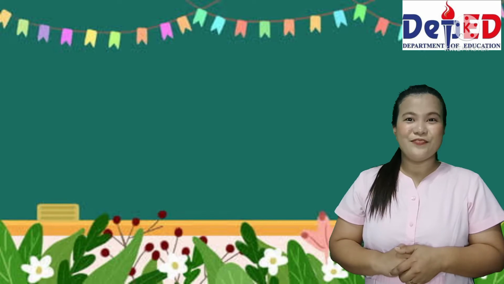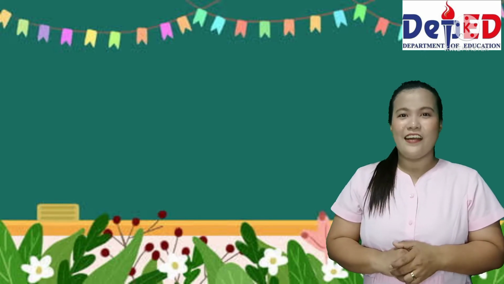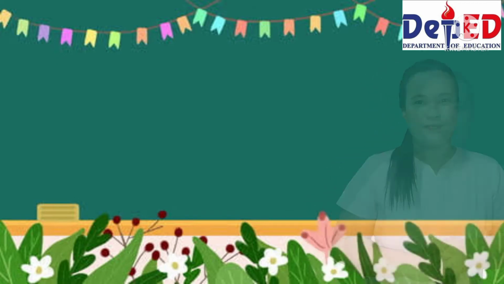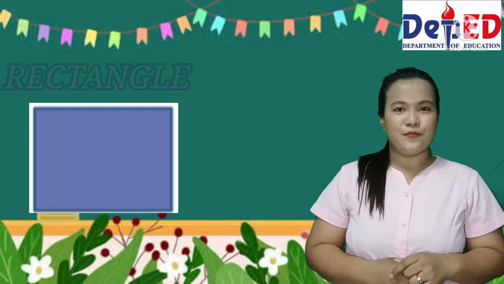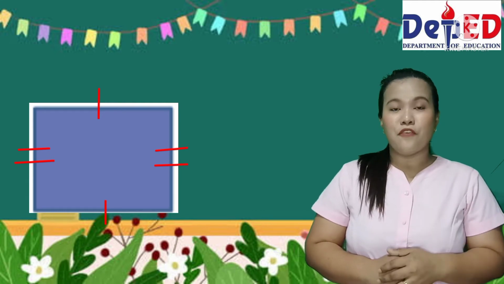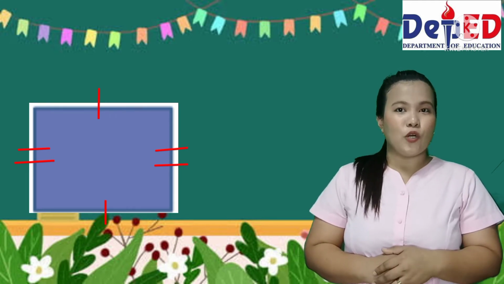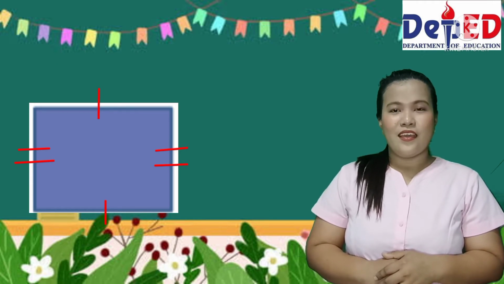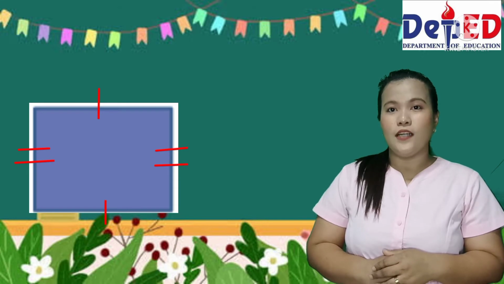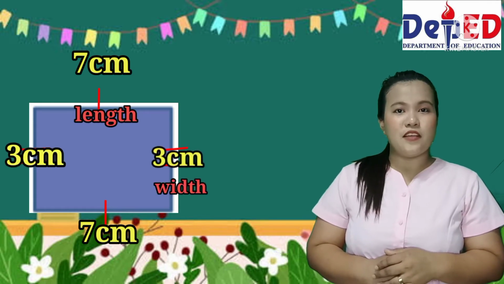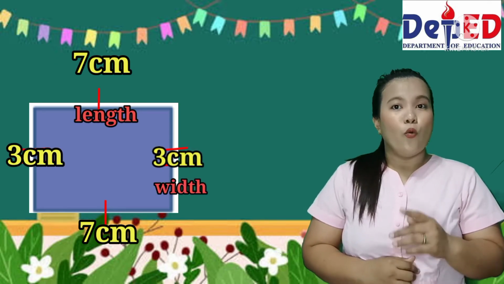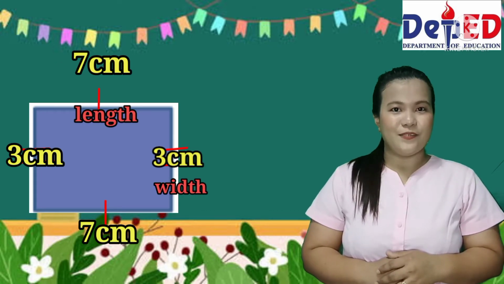Did you get it, class? Very good! Let's have another example. What figure is shown in the illustration? Very good! It's a rectangle. And a rectangle has two pairs of parallel sides: one pair of long parallel sides and one pair of short parallel sides. If the long parallel sides measure 7 centimeters and the short pair of parallel sides measure 3 centimeters, what is the perimeter of the rectangle?